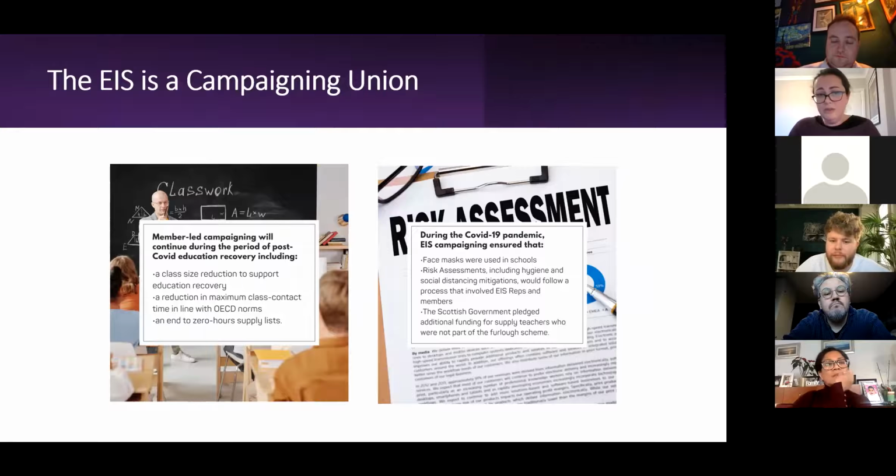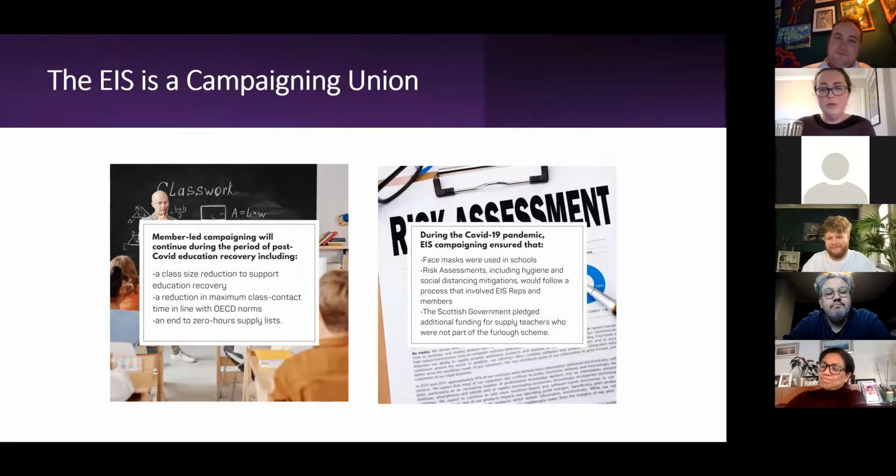So just to remind you, we are a campaigning union, and we will continue to campaign in this post-COVID. Can we say post-COVID yet? I don't think we can. Not sure about that. I think we're still mid-ish towards the tail end of, fingers crossed, COVID.